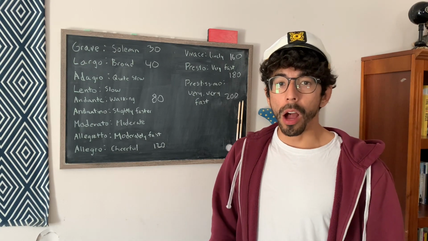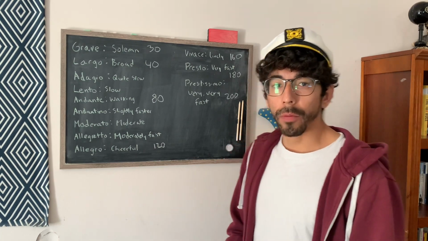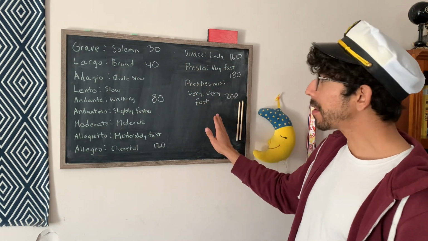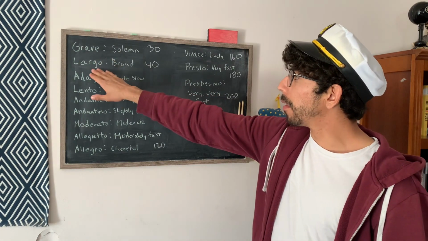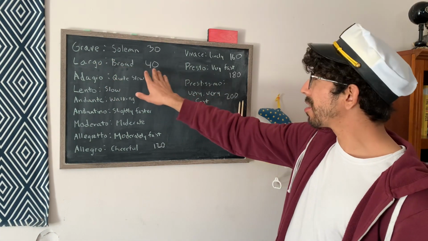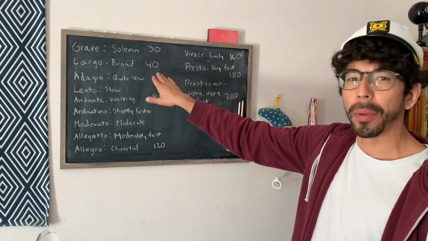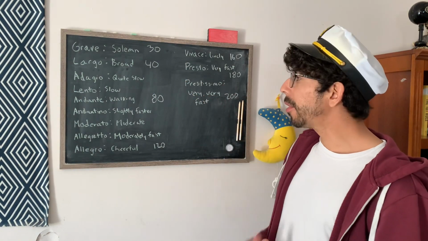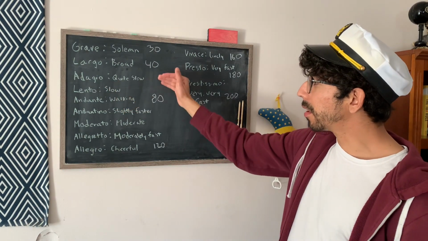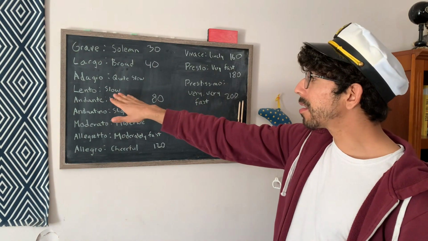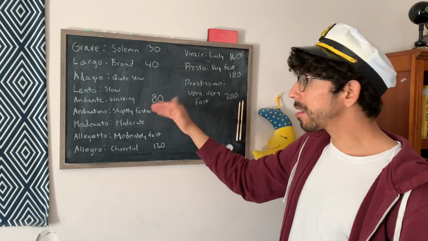So what are the markings? Well, from slowest to fastest, we have grave or solemn. We have largo, which means broad, which is around the 30 and the 40 BPM range. So it's pretty slow. Then we get to adagio, which is quite slow. It starts to speed up a little bit. Lento, slow, still in the slow range.